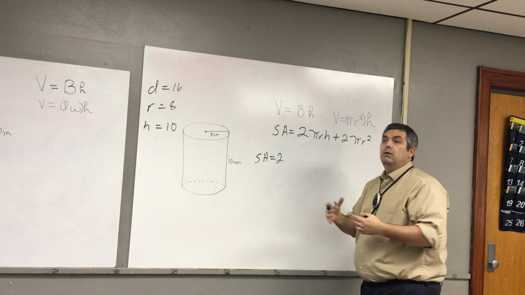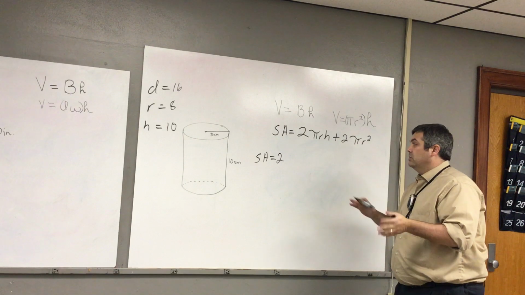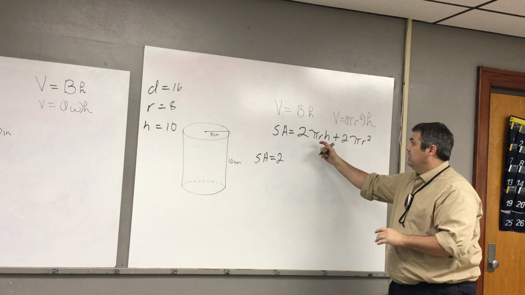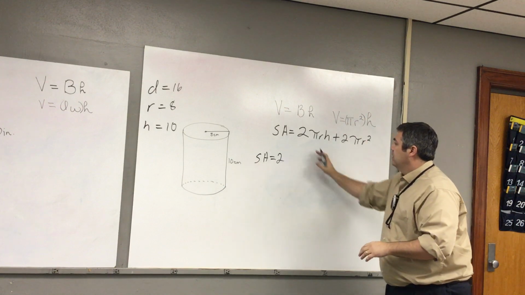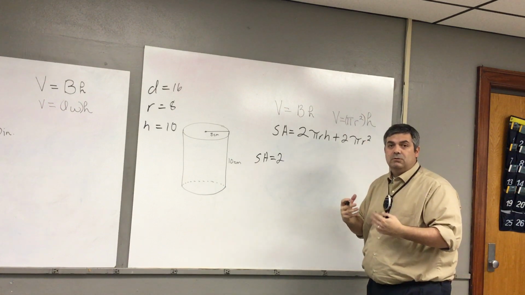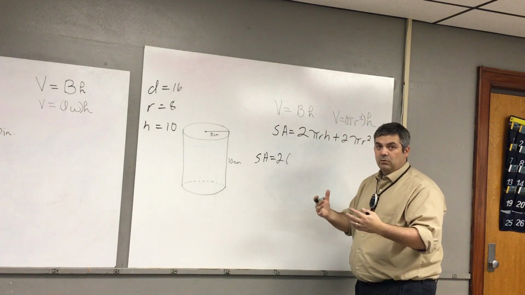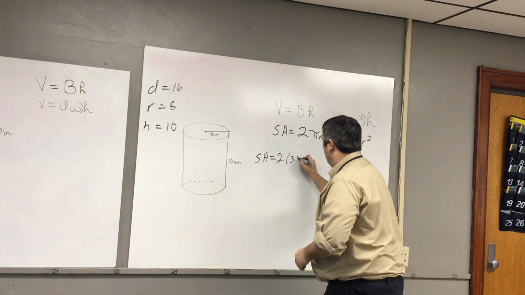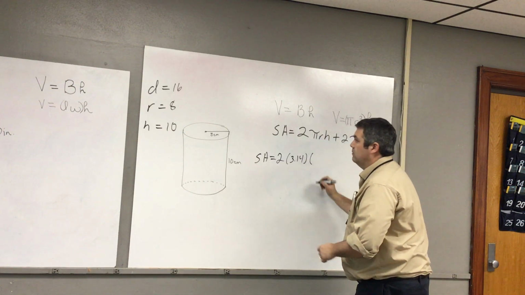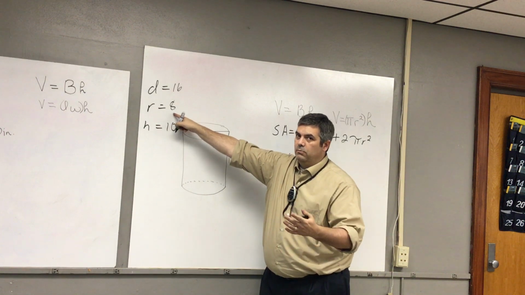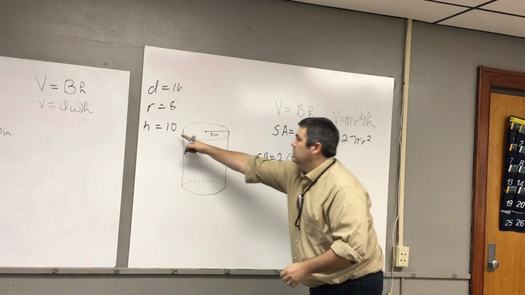times pi. Well, in most of our problems right now, we're going to use 3.14. Later on, I'm going to show you how to do this another way where we just leave the symbol in, but that would be for another video. Okay, so right now for today, we're going to be substituting in 3.14. So times, and I'm going to use parentheses for multiplication, 3.14 times the radius, which I wrote down so I knew what it was, 8 times the height, 10.